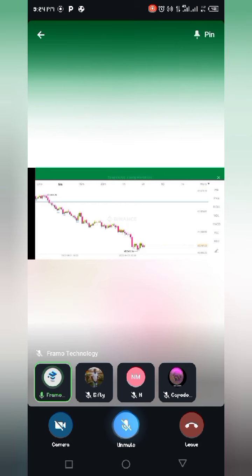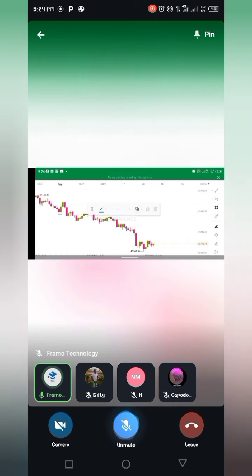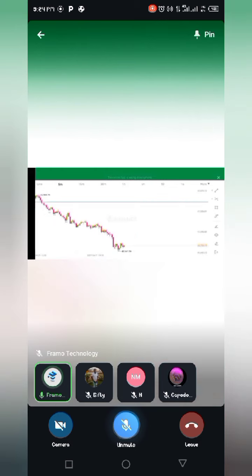Now, if you look at this one, this is a lower low, but this is what? A higher low. The next one is a higher low. So it means there's some change coming. Wait for it, or you add other indicators to confirm that.